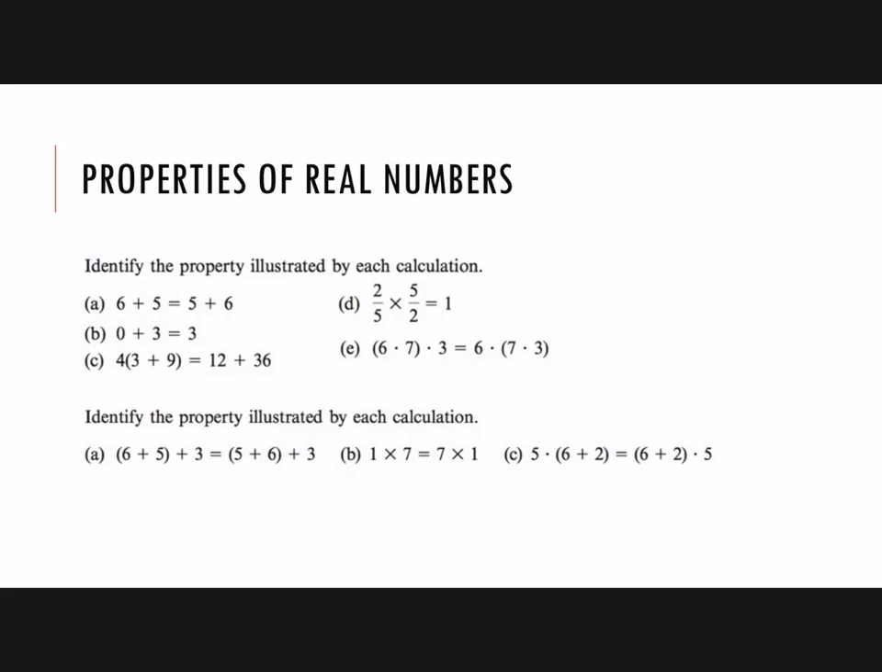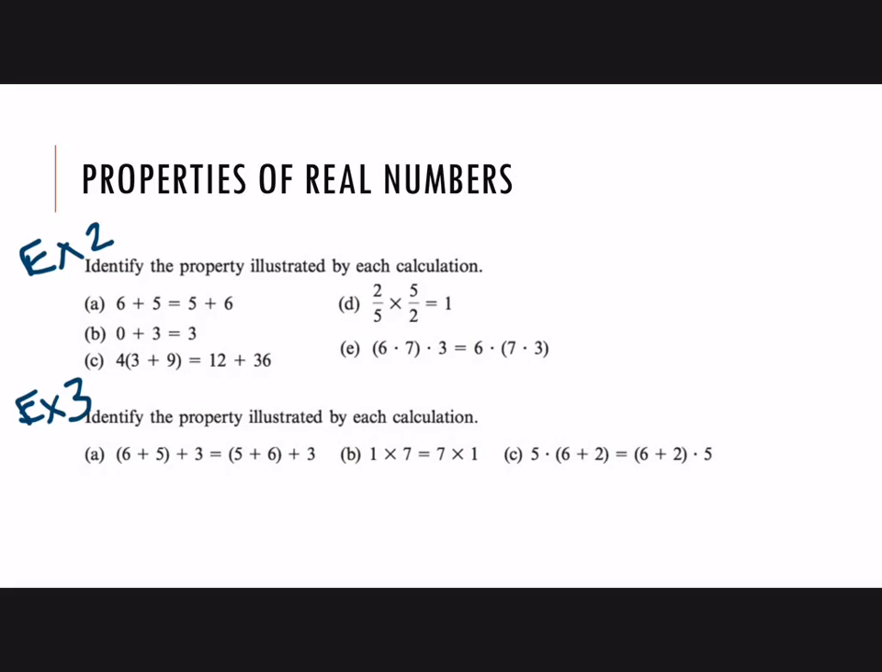Okay, the last thing I want to do in this video is a couple examples of identifying which property justifies the changes to some calculations. So maybe pause, see if you can figure out which property of real numbers is illustrated, and then we'll go over the answers. From your textbook, these are examples 2 and 3.